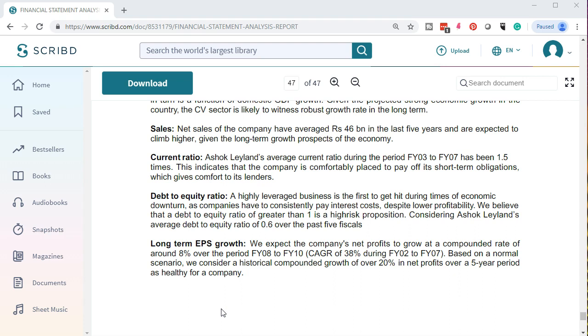Debt-to-equity ratio. A highly leveraged business is the first to get hit during times of economic downturn, as companies have to consistently pay interest costs despite lower profitability. We believe a debt-to-equity ratio of greater than 1 is a high-risk proposition. Considering Ashok Leyland's average debt-to-equity ratio of 0.6 over the last 5 fiscals.